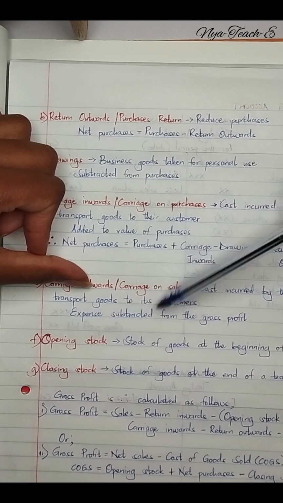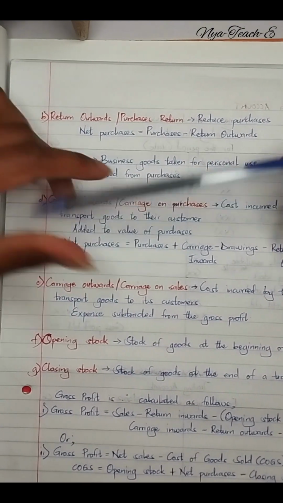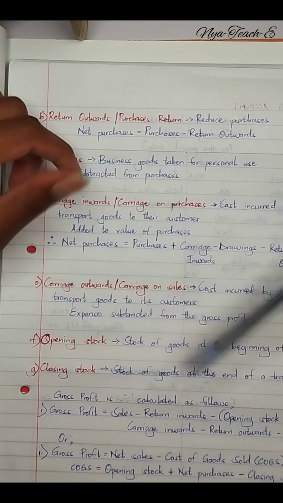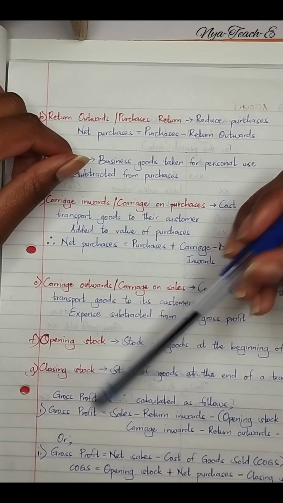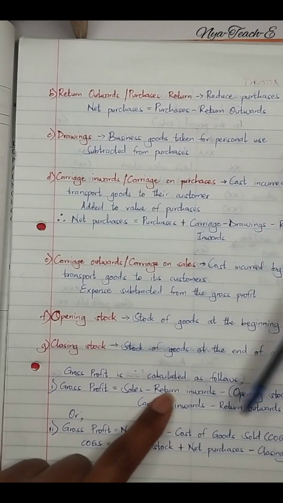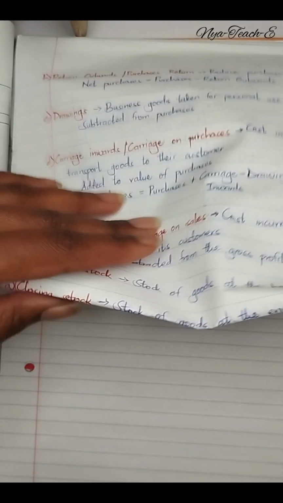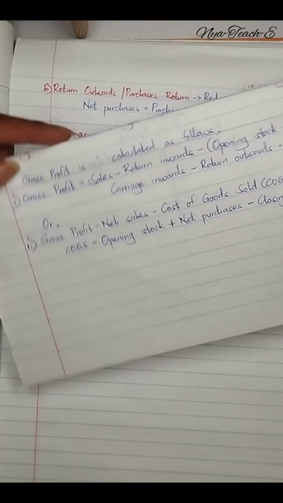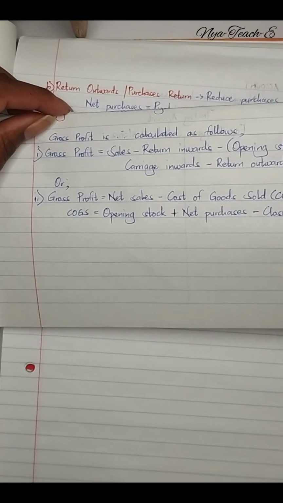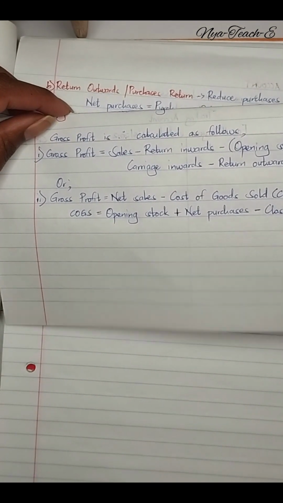Then we have opening stock, the stock of goods at the beginning of a trading period. Closing stock is the value of stock of goods at the end of a trading period. Therefore, how do we calculate gross profit? We take sales minus return inwards, minus opening stock plus purchases plus carriage inwards minus return outwards minus closing stock. It is simply net sales minus cost of goods sold.